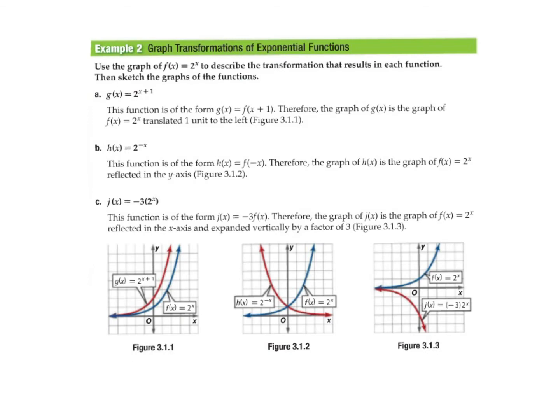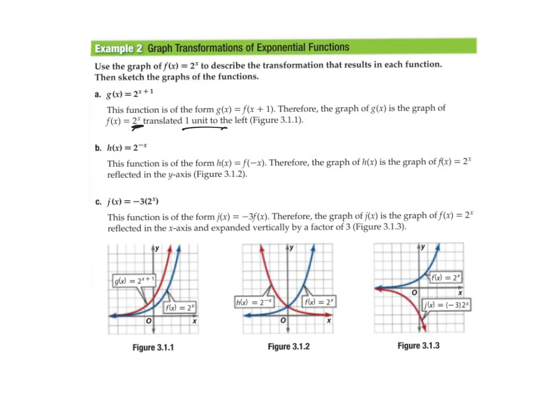Now we've got an exponential with either an add or a subtract. If you've got 2 to the x plus 1, all that it's actually doing is you've got your 2 to whatever the x is, and it's moved 1 to the left. Don't forget you go the opposite direction of what happens to it. So x plus 1 is going to be moving to the left 1.